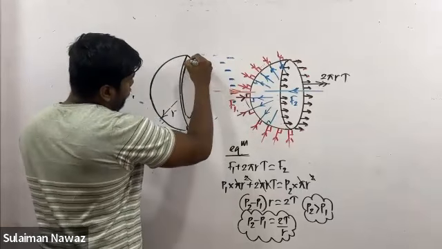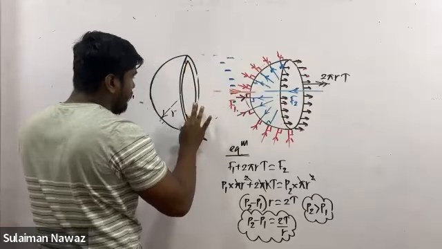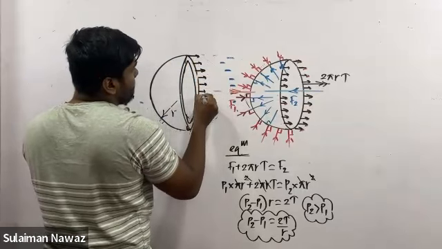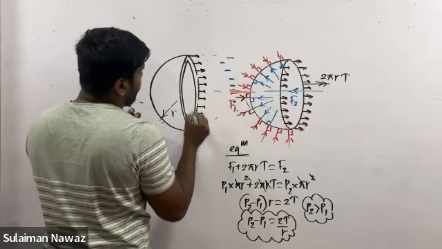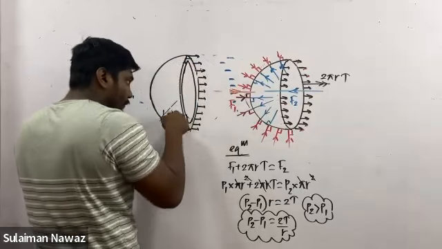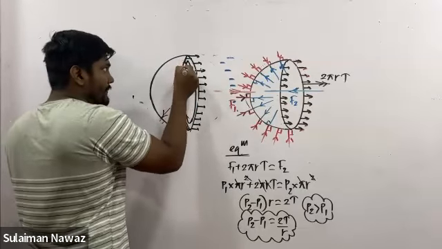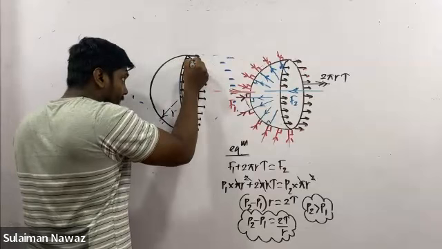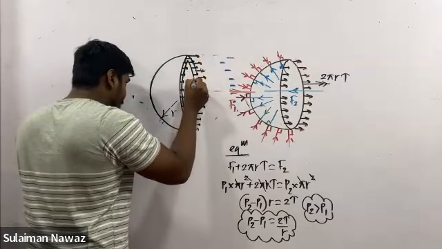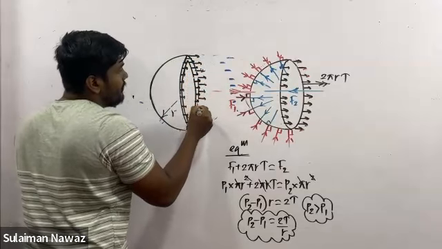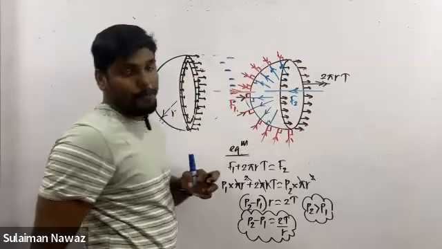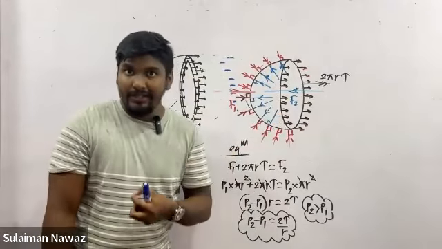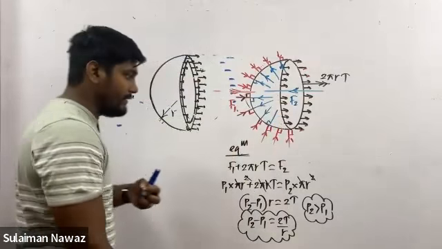A soap bubble has two surfaces. If I mark the surface tension forces, this surface undergoes surface tension forces, and this surface also undergoes surface tension forces. If you want to find the resultant surface tension force acting on the soap bubble, it will be 2 pi r into 2 into T. I hope you understand. So how would your equation for excess pressure inside the soap bubble be? It will be the same idea.